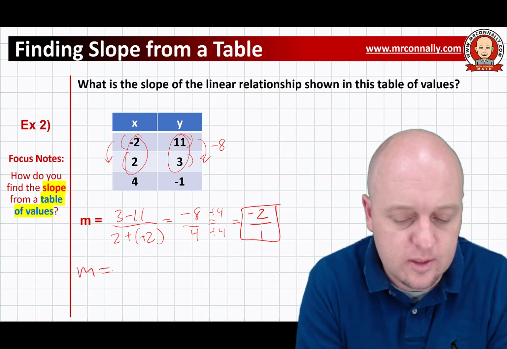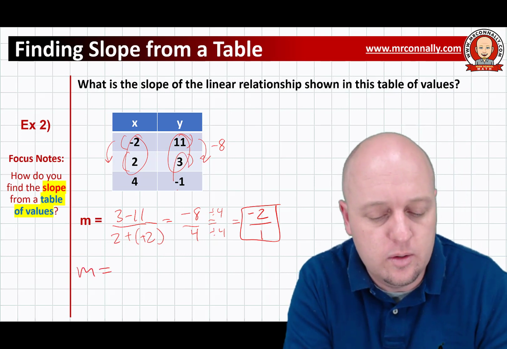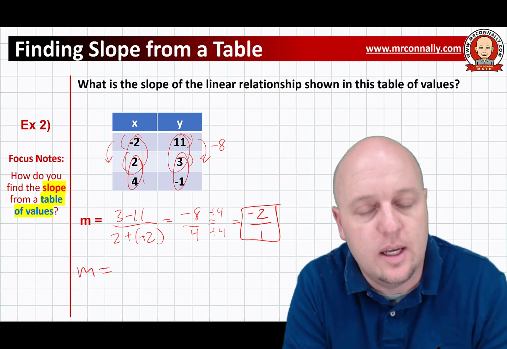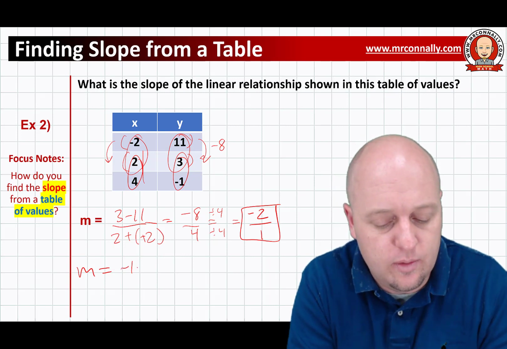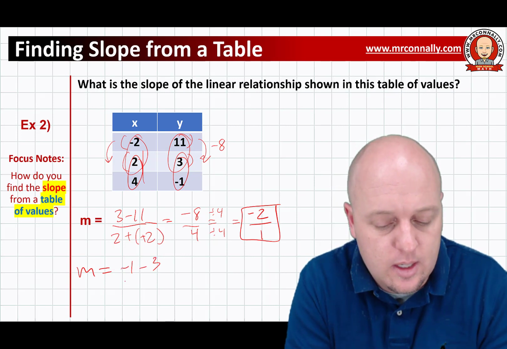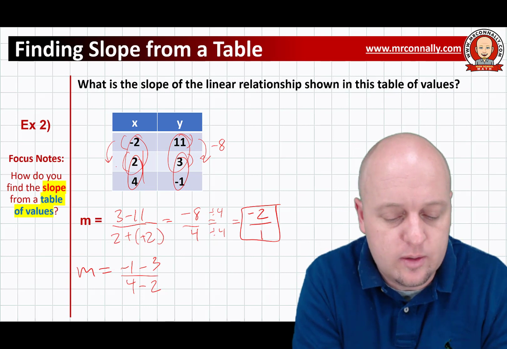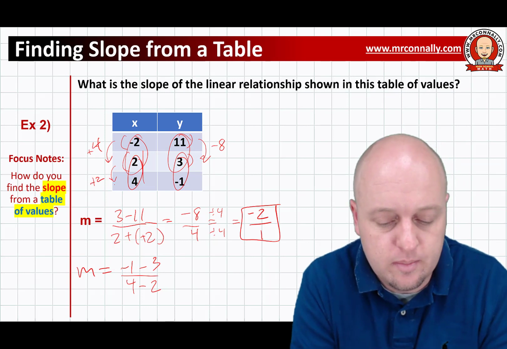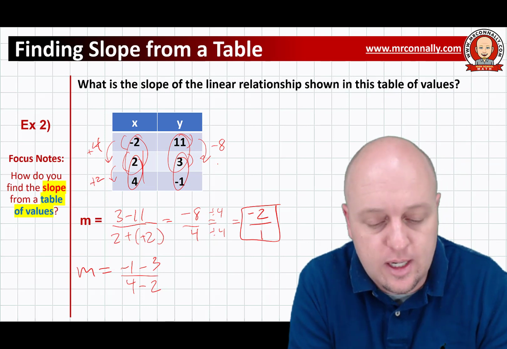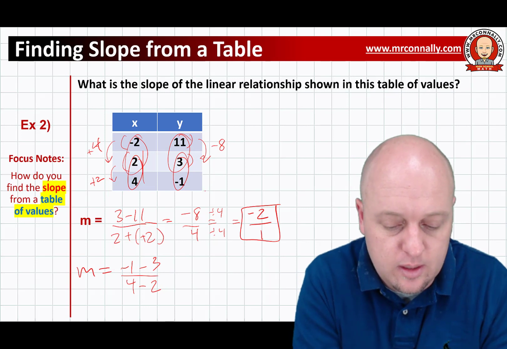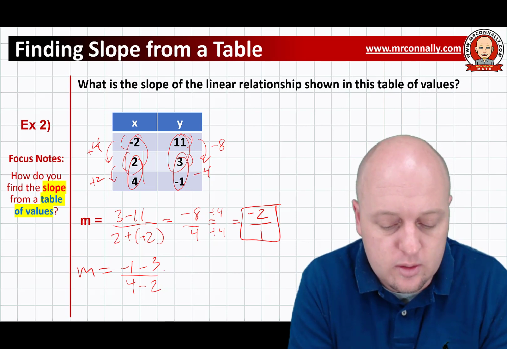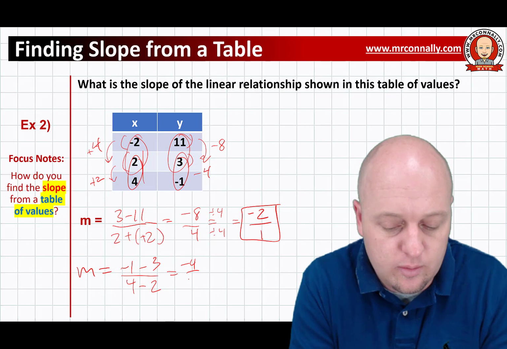Now, I'll prove to you that this is right because I could also use these 2 points to find the answer. I could say -1 minus 3 and 4 minus 2. Okay, so how far is it from 2 to 4? That's the same as +2. And how far is it from 3 to -1? That's going to be down 4. So the answer is -4 over 2.